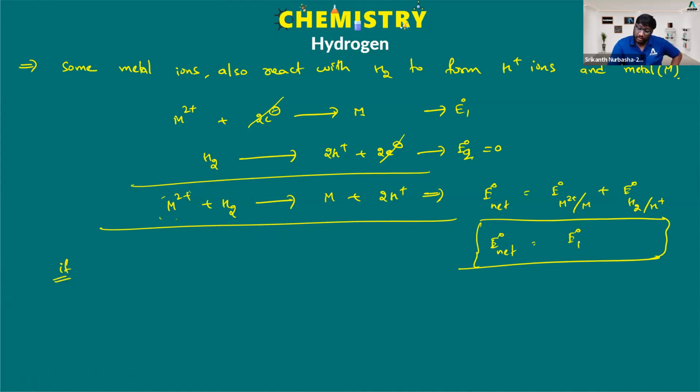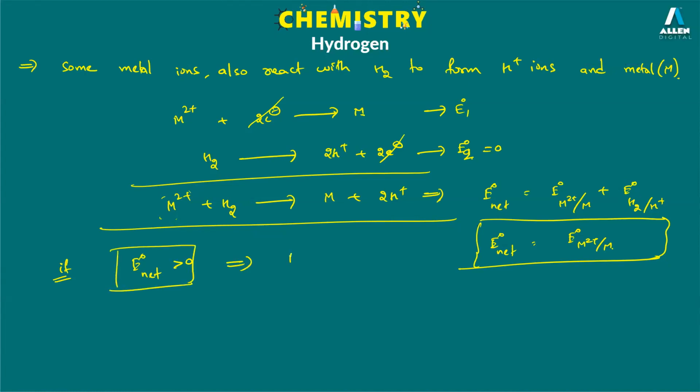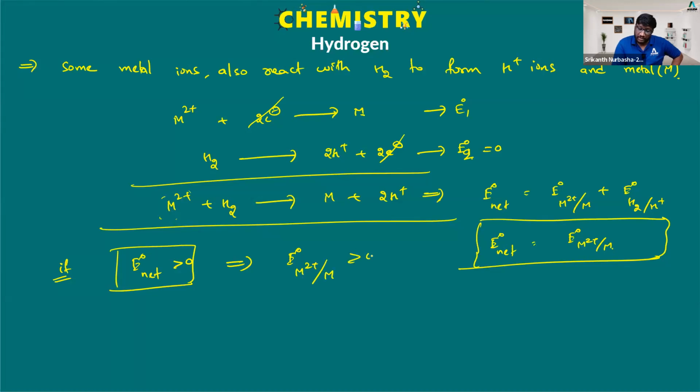E0 of net is E0 of M2+ | M. So if E0 of net is greater than 0, that means delta G will be less than 0. E0 of net is nothing but E0 of M2+ | M. So if E0 of M2+ | M is greater than 0, then only E0 net is greater than 0. Under that condition, we can have delta G less than 0.